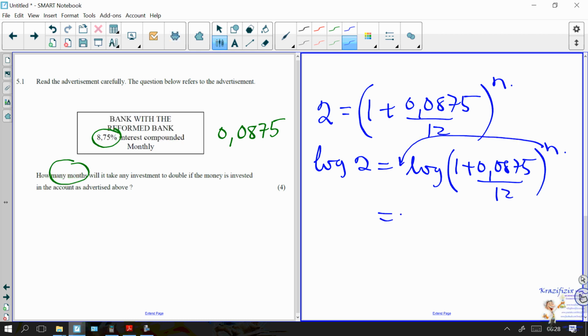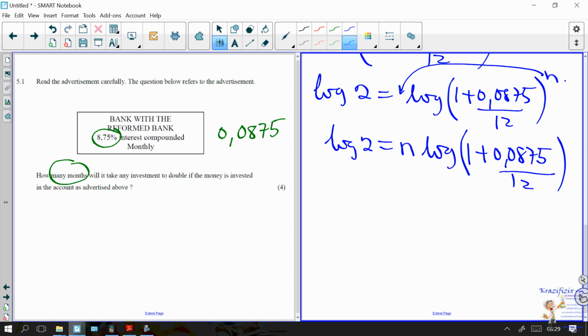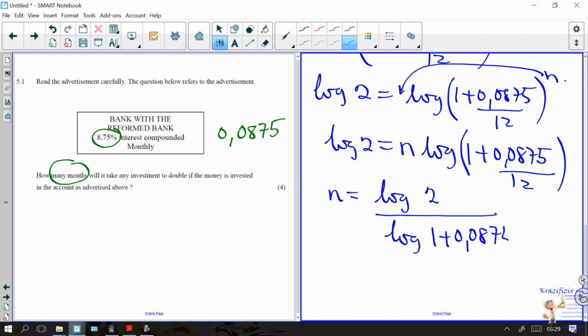So I'm going to have what? N log 1 plus 0.0875 over 12. All right, and this is log what? 2. So what would I say? Divide both sides by log of that big number there. So n will be equal to log 2 over log 1 plus 0.0875 divided by 12. All right, if you put this in your calculator, we should be having the same answer.